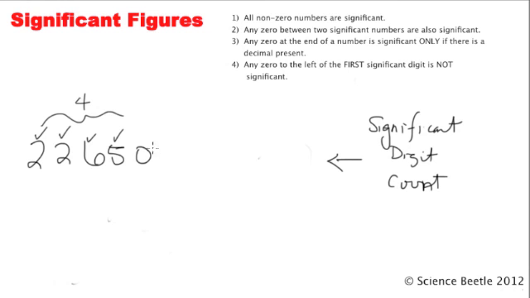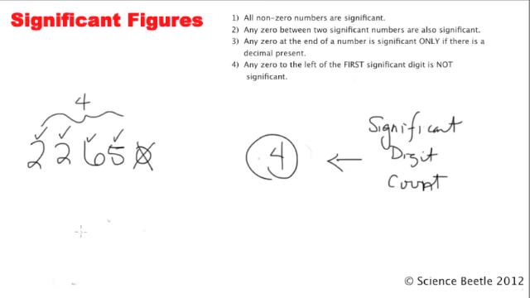And we look at the 0. Are there any zeros between significant figures? Well, no, not really. There aren't any zeros between the 2, 6, and the 5. So rule number 2 doesn't apply. Any 0 at the end is significant only if there's a decimal present. As I look at this, I don't see a decimal here, so the 0 does not count. So the total count of significant figures is going to be 4. Okay, so that's very good.